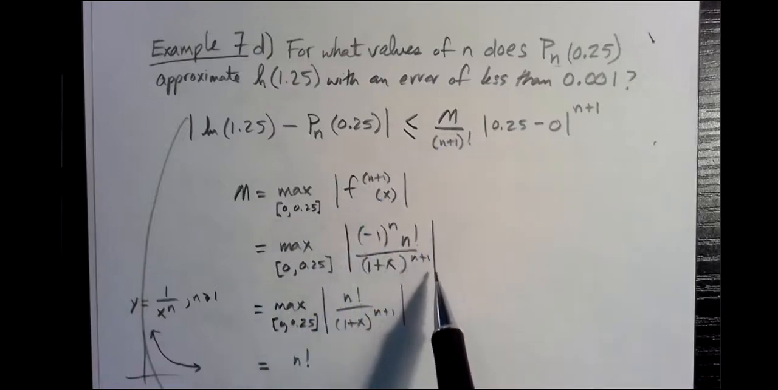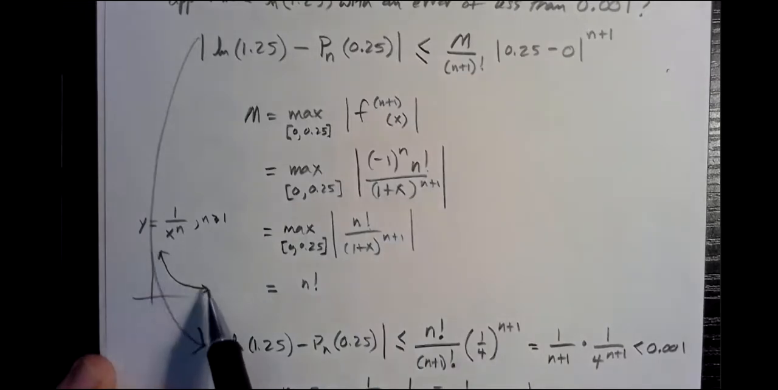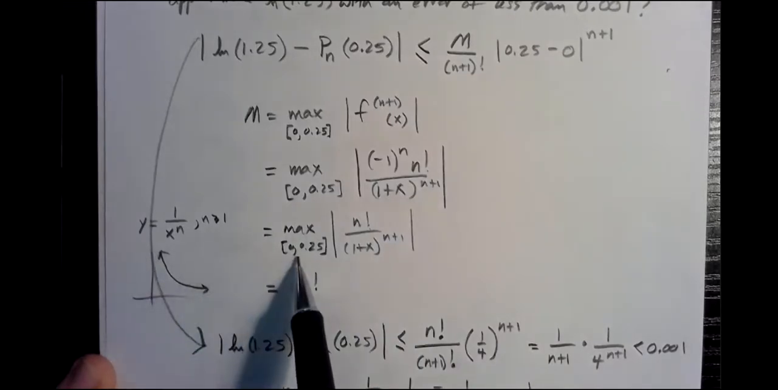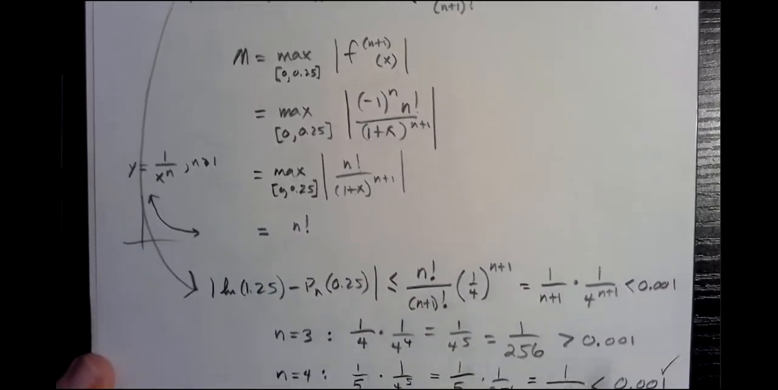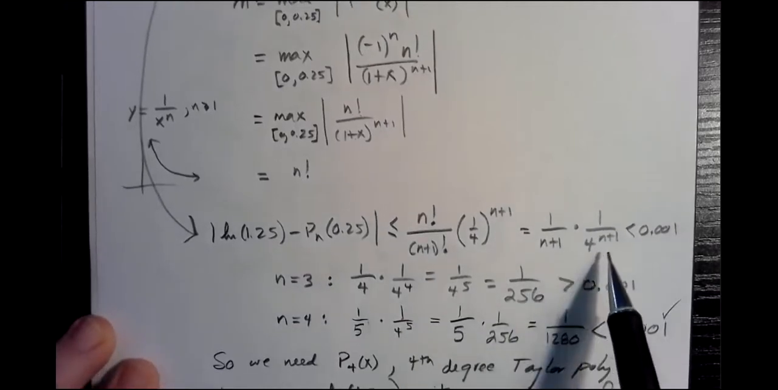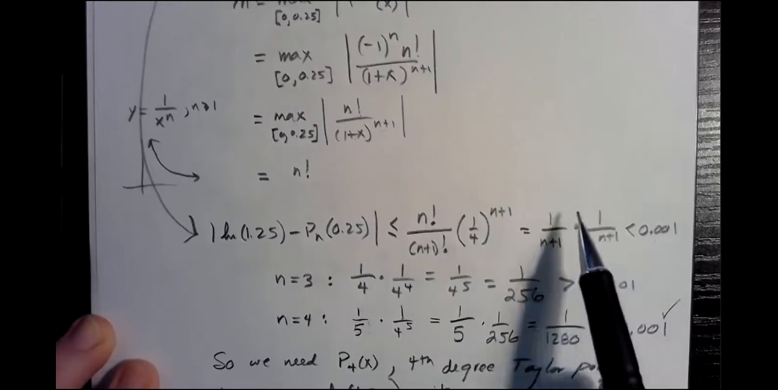We went over to the next page, came up with the formula for the n plus first derivative, and then recognized that it is a decreasing function, so its maximum must be at x equals 0. Plugging in x equals 0, we got n factorial. Putting that back into our Lagrange error bound gave us a formula in terms of n that we want to be less than 1/1000th. This is our upper bound for the error.